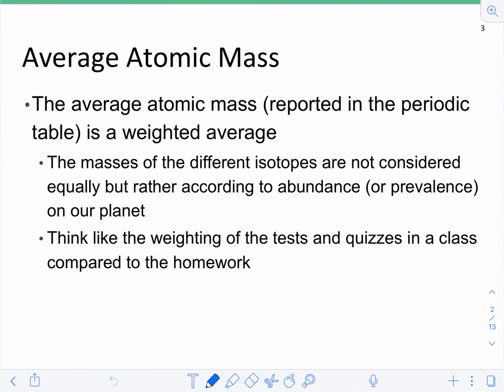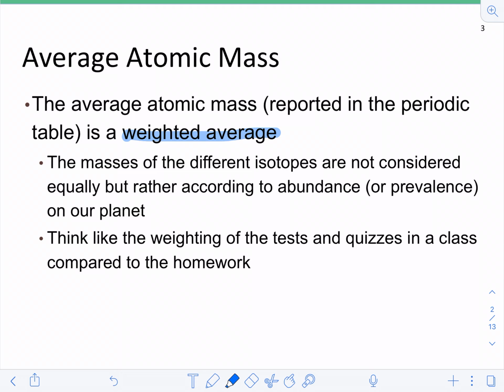All right, so this lecture is on the average atomic mass. So this is the number that you see on the periodic table underneath each element. The main thing to remember is that this is a weighted average. It's not just like you take the three numbers, divide it by 3, and then you get your average. It's a little bit different.